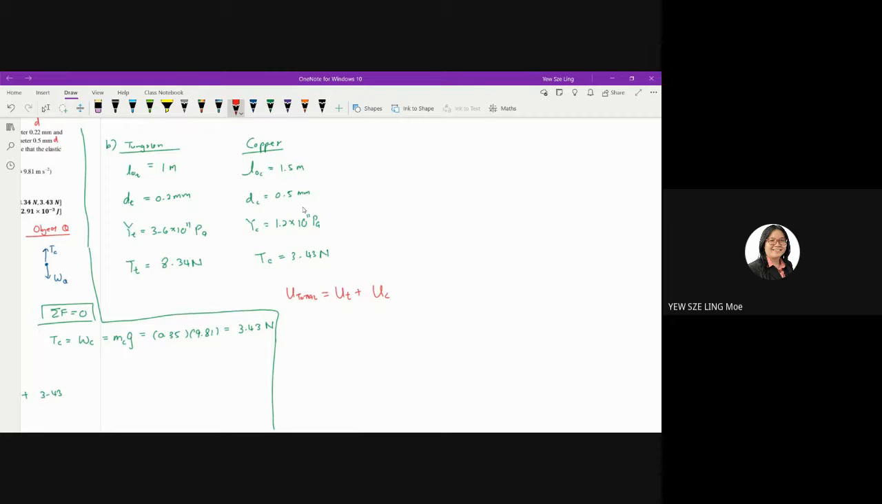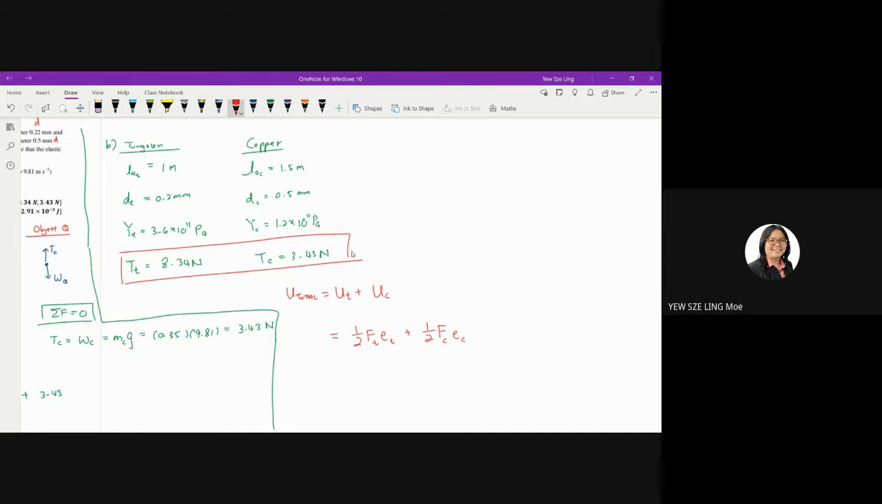So U total equals U_T plus U_C. So U_T is equal to 1 over 2 F_T times the elongation in the tungsten wire, plus 1 over 2 F_C times the elongation inside the copper wire. So the information that we don't have right now is the elongation. We have the force already. The force is the tension from question B1 just now.